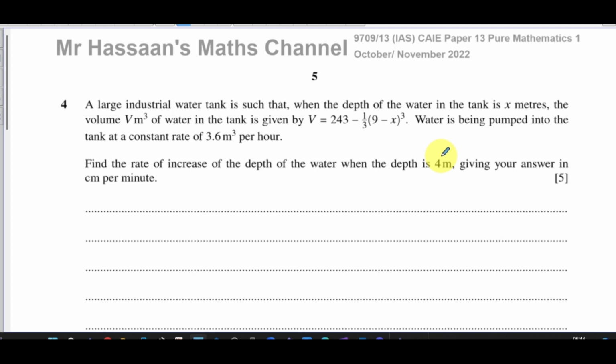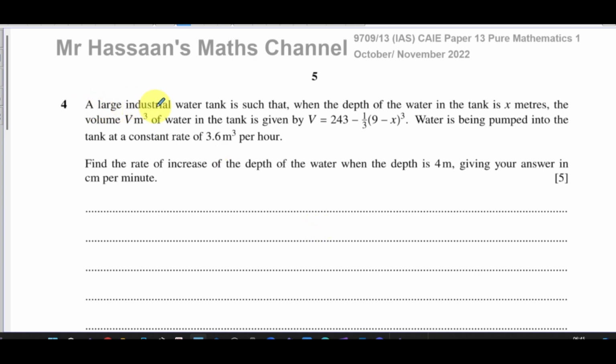I'm now answering question number 4 from the October-November 2022 Cambridge 9709. This is the Pure Mathematics Paper 1, Variant 3. This question is about differentiation and related rates of change.